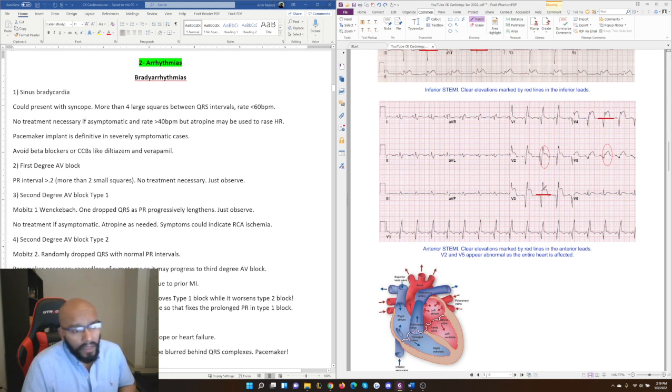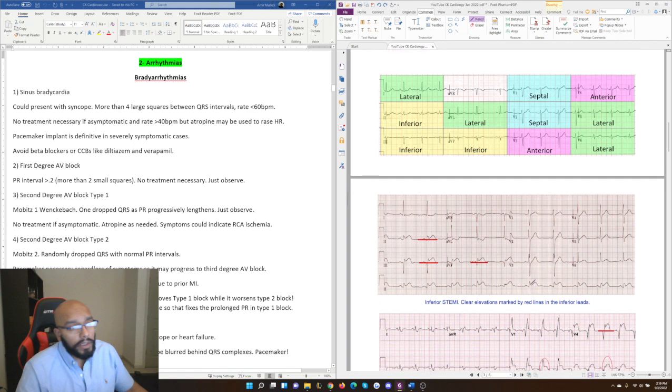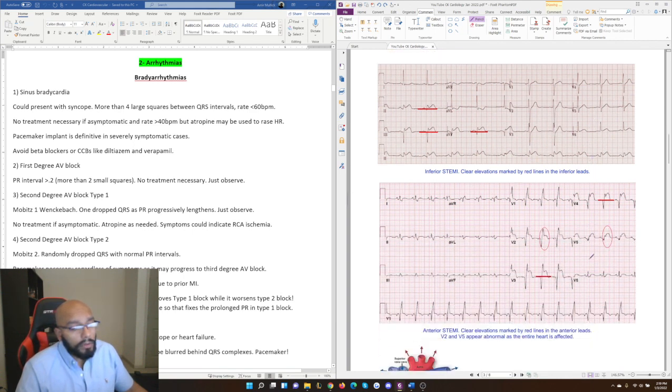Voltage is bad in V3 also. V3 and V4 are supposed to be the tallest, if anything. But they're both not so tall at all. V5, there's barely any electricity. V6, there's barely any electricity. The parts I circled are showing you also ST elevations. So obviously more of the heart is being affected in that patient, right? So some of the septal and lateral leads are being affected also. But the major part that's being affected here is the anterior leads. That's the part that's giving away the fact that this is an anterior MI.